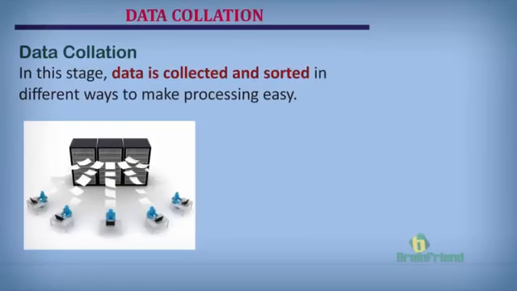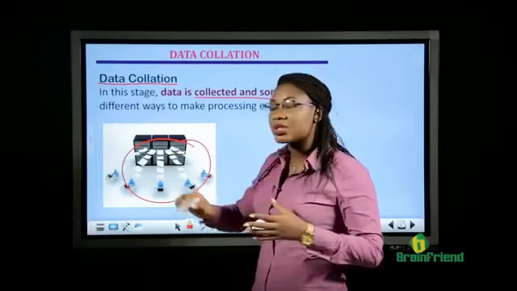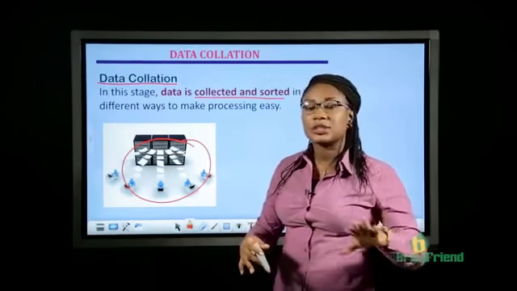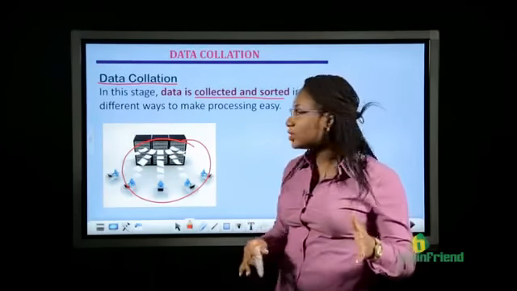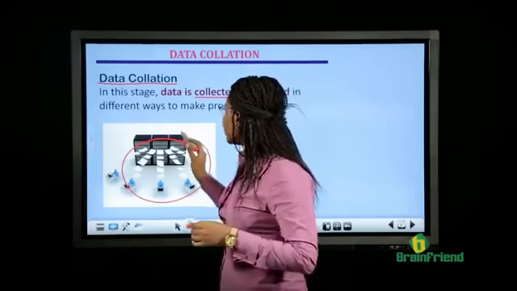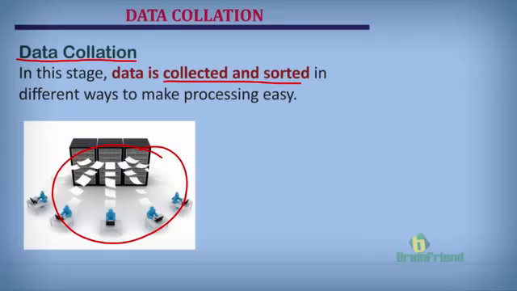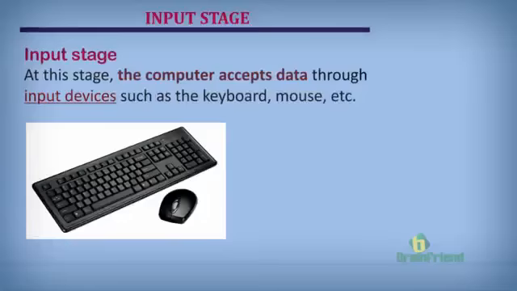Now, after gathering your data, what's the next thing to do? The next stage is data collation. By collation, we mean to collect and sort the data. You can sort data in diverse ways. You get the ones that you need, and you discard the data that you don't need. That is what is done in this stage, and it makes processing easy.